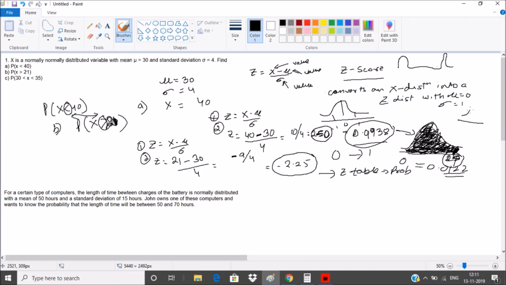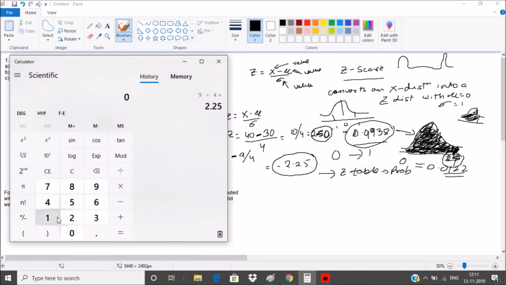Now remember, we wanted the probability of more than 21, but the z-table always shows us the probability of something happening towards the left, or less than 21. If 0.0122 is the probability of less than 21, we need to convert this scenario to a more than 21 scenario. And in order to do that, we'll write 1 and subtract the probability of x less than 21 from it, which is 1 minus 0.0122.